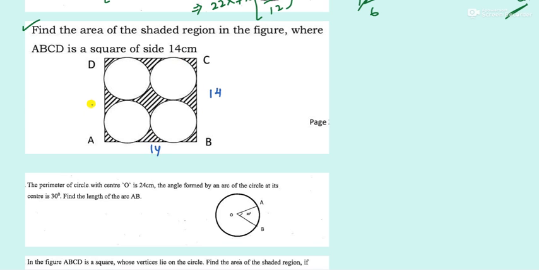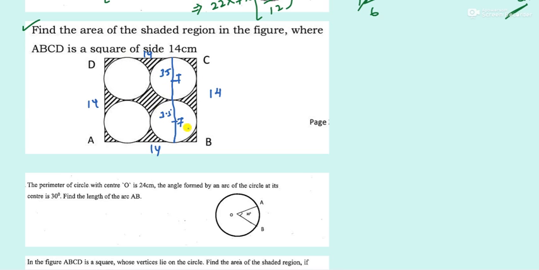Okay, so all of these sides will be 14 centimeter, correct? Now if I take this, it will become radius and diameter, correct? So again this is diameter. So this is 7, again this is 7, correct? It means radius is how much? 3.5. Again here radius is 3.5, isn't it?